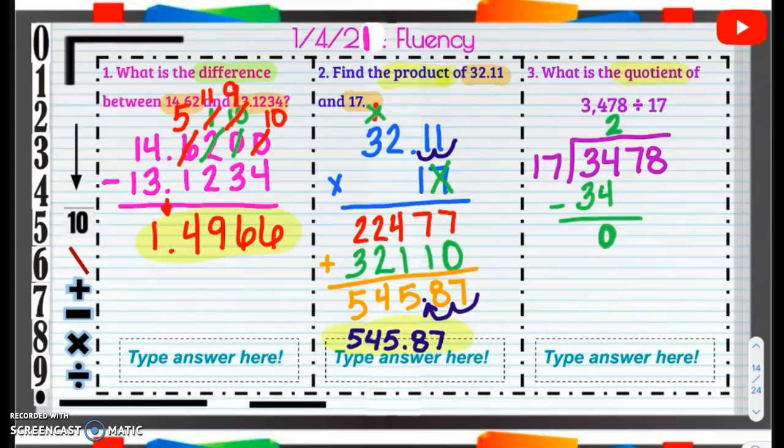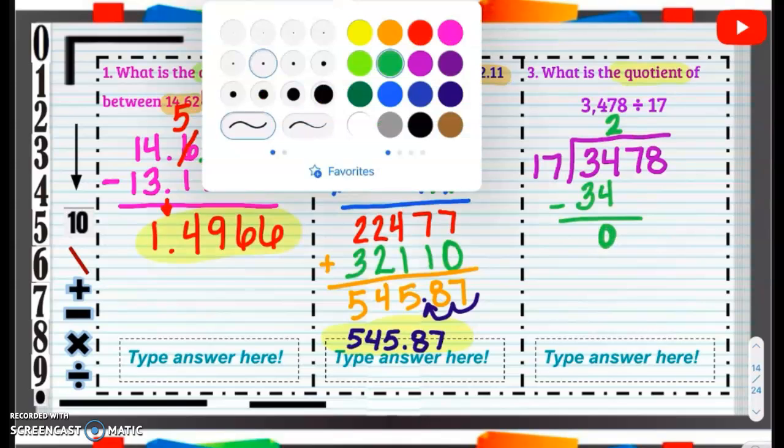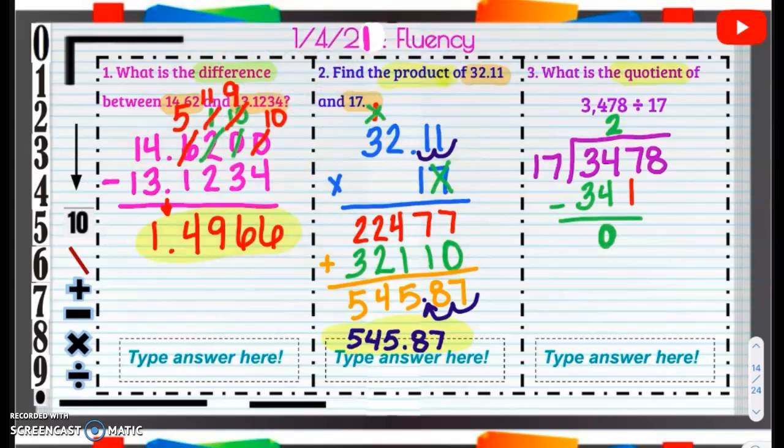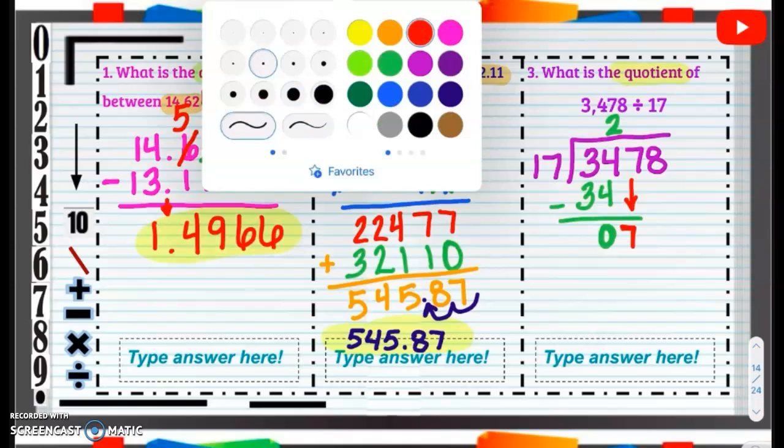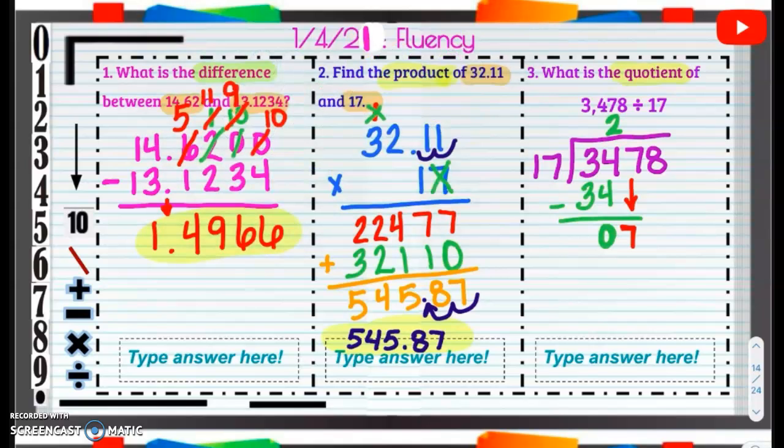So there we are. Are we done? Not quite. What did we forget to do? Well, we still have to bring down that 7. Can 17 go into 7? No, it cannot. So here's an important part. We have to put a 0 here because it cannot go into 7. Now we can bring down our next one.